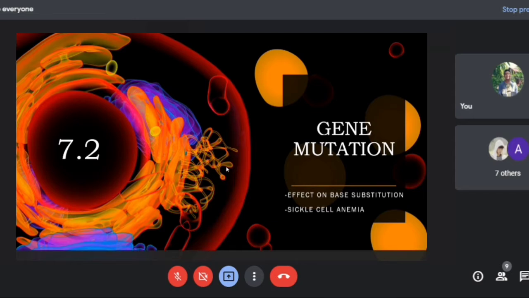Hi and Assalamualaikum, madam. Today, we, group 3, will present to you topics from gene mutation, which are effect on base substitution and anemia. In effect on base substitution, there are three types of mutation, which are nonsense mutation, silent mutation, and missense mutation. So today, I am Amalia Liana, will present to you about missense mutation.